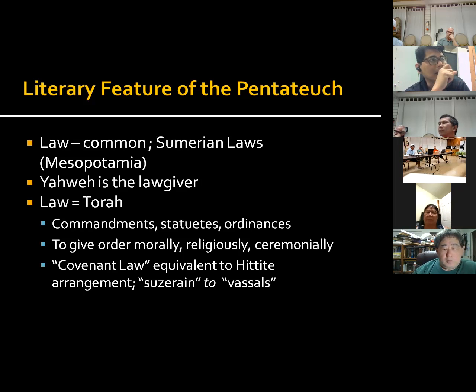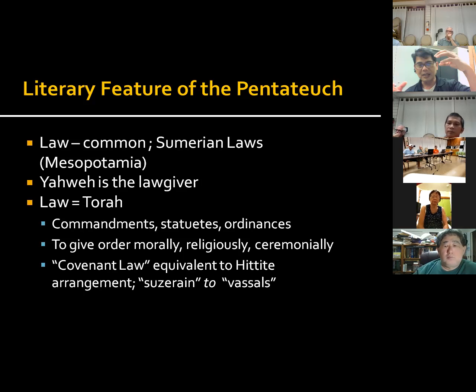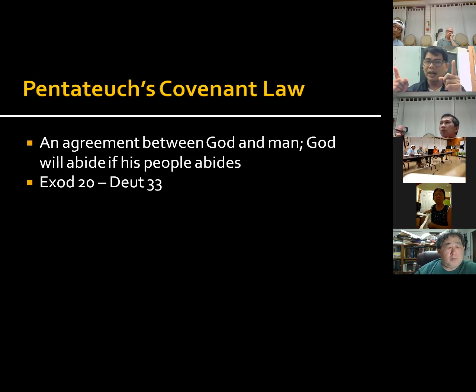Okay, the law or the Torah is being described as commandments, statutes. It gives moral, religious, and ceremonial backing. In fact, during this ancient Near East history, the covenant law is equivalent to the suzerain and vassal relationship. The suzerains are the conquerors, and the vassals are the conquered ones. They would make a pact that if the vassals would be honoring the suzerains, the people that conquered, they will adhere to their covenant. Having said that, an agreement between God and Abraham is not a later development of social history. This was very common during the Bronze Age.